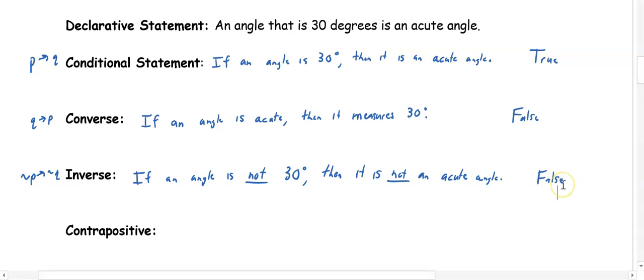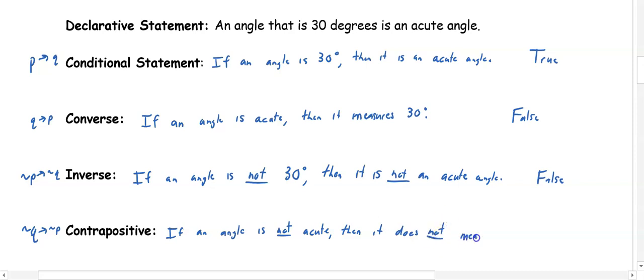Our last statement then is a contrapositive, so we're going to take the negation and we are going to switch the order. So if an angle is not acute, then it does not measure 30 degrees. This is true because if I don't have an acute angle, there's no way it can be 30 degrees because 30-degree angles are acute angles.